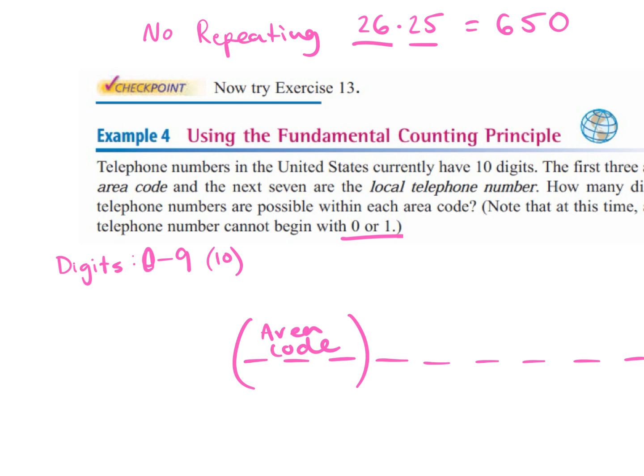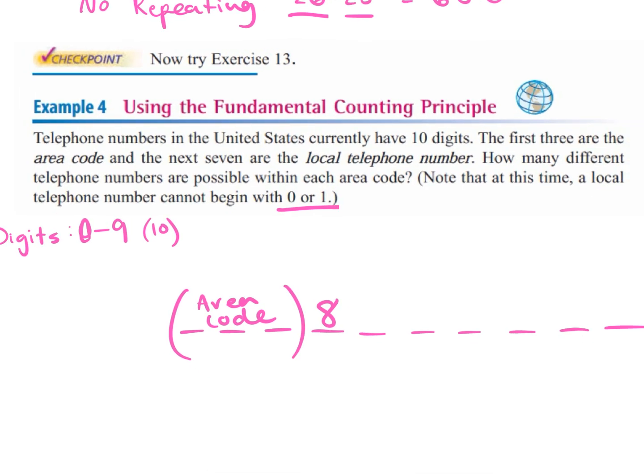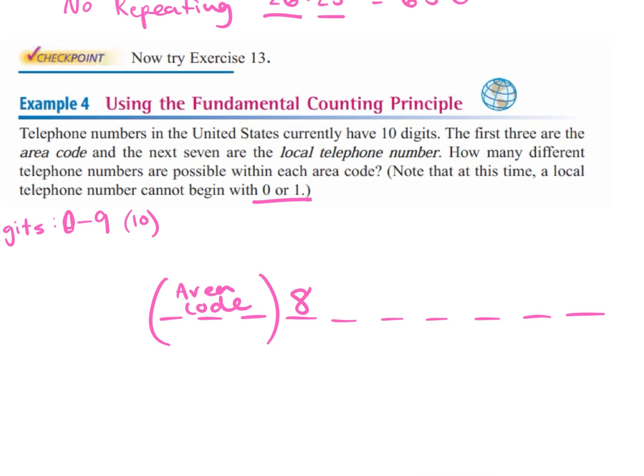So how many possibilities do we have for this first number? 8. Perfect. Now it doesn't tell us anything about the second number, and we could repeat here. So how many possibilities do we have for the second number? 10. It could be anything 0 through 9.